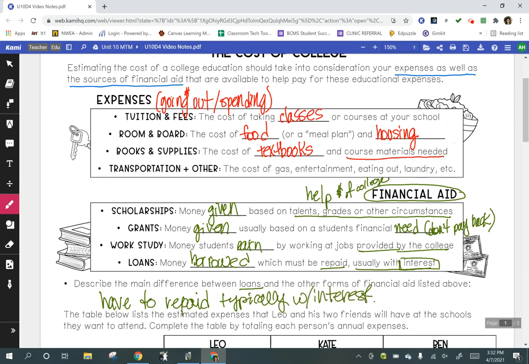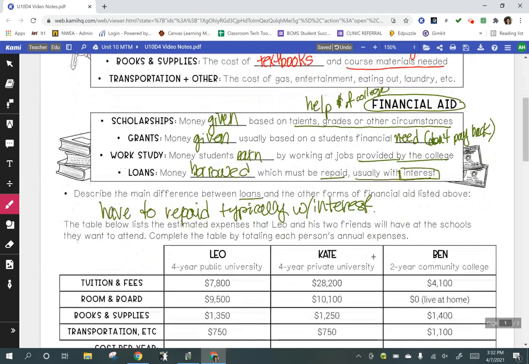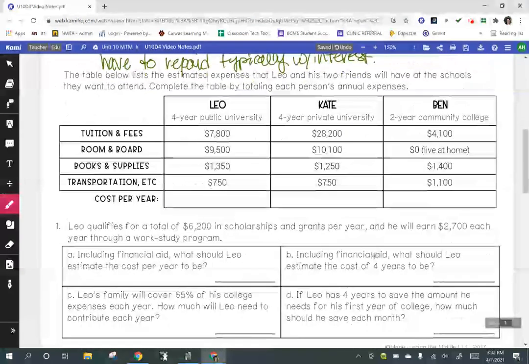Okay. All right. So now let's look and see what the cost of college might be. In this first example, I'm going to do an example with Leo, but we're going to work through each one of these students, and you're actually going to work on Ben yourself once we get to that point.